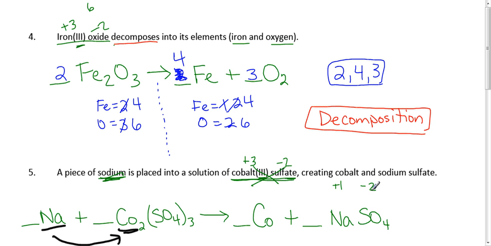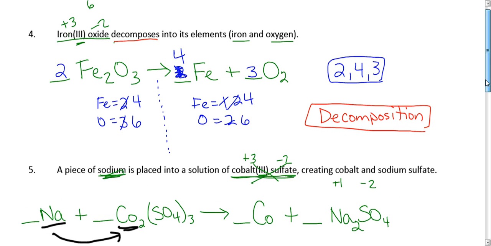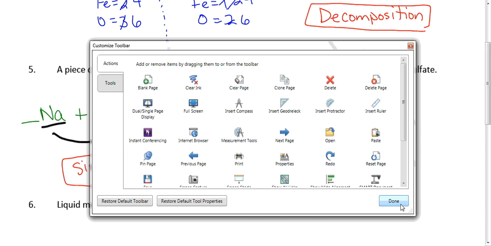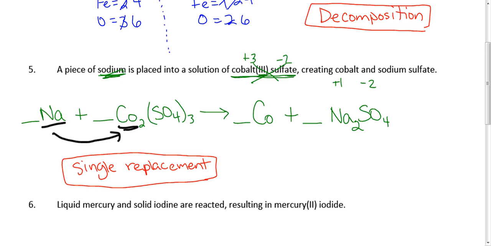So if you have a +1 and a -2, we need to multiply that times 2 to get that product to form. So we have our reaction here. We are now going to need to balance. So I'm going to get that out of our way here. And we're going to need to list our elements that we have.